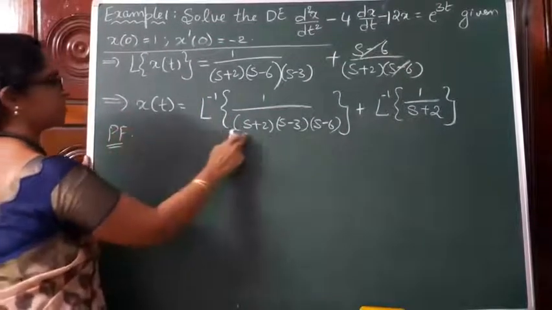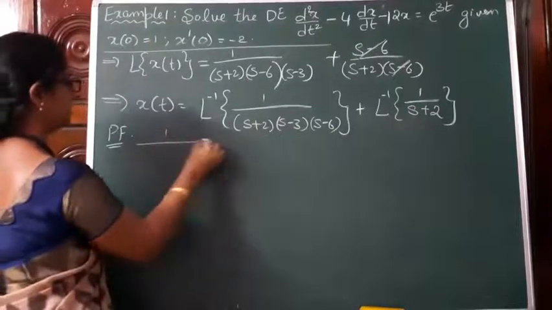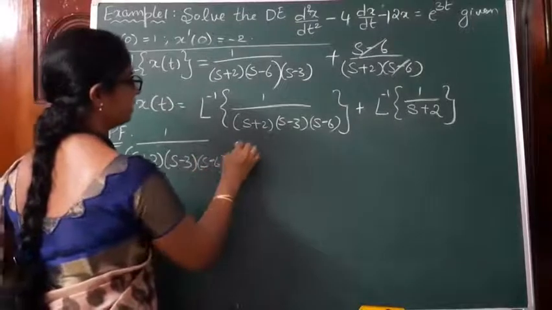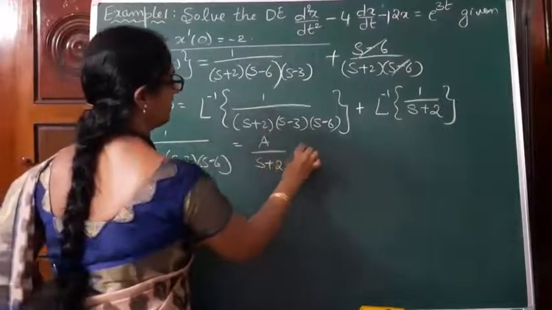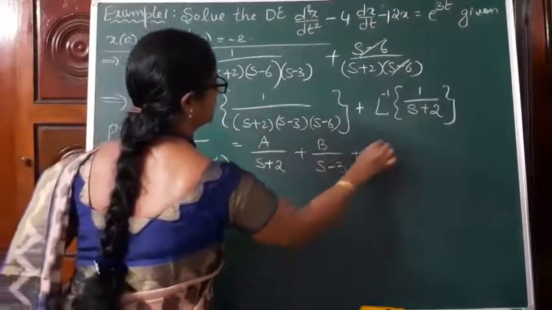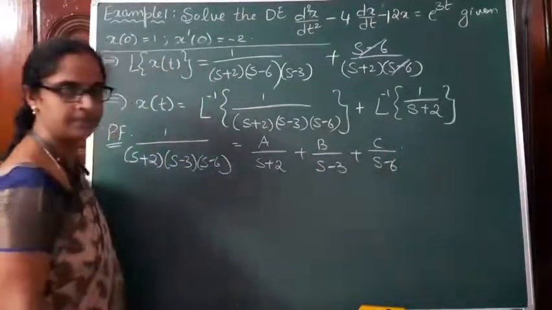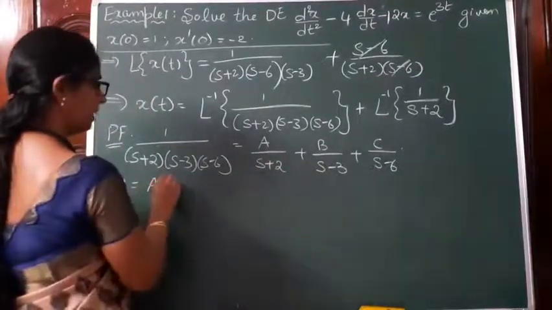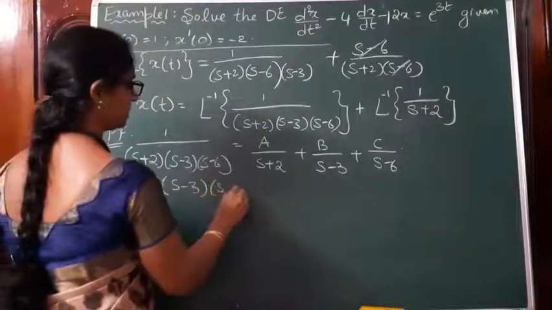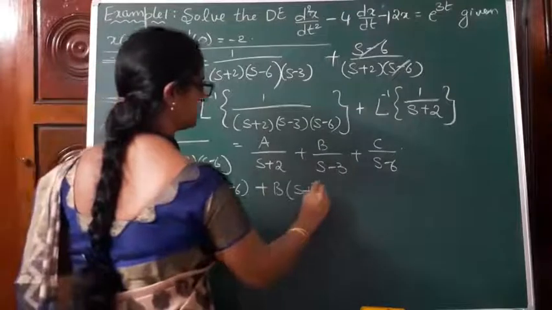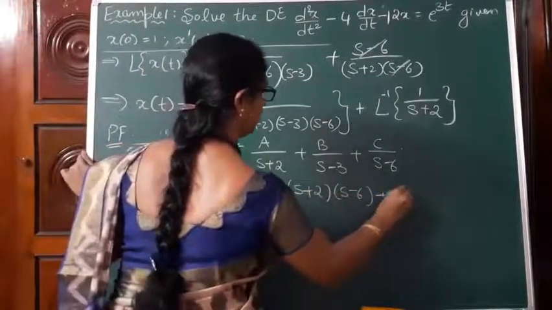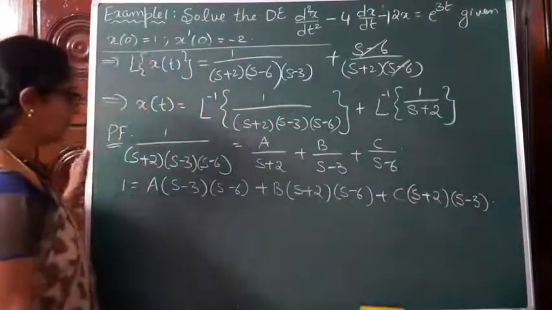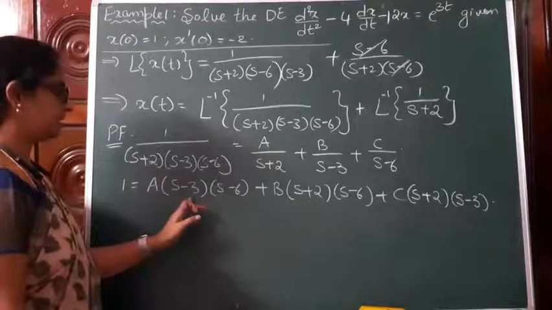Finding partial fractions: these are all linear factors, so partial fractions can be obtained easily. 1 by s plus 2 into s minus 3 into s minus 6 is equal to A by s plus 2 plus B by s minus 3 plus C by s minus 6. Taking LCM and cancelling the denominators, we get 1 is equal to A into s minus 3 into s minus 6, plus B into s plus 2 into s minus 6, plus C into s plus 2 into s minus 3.